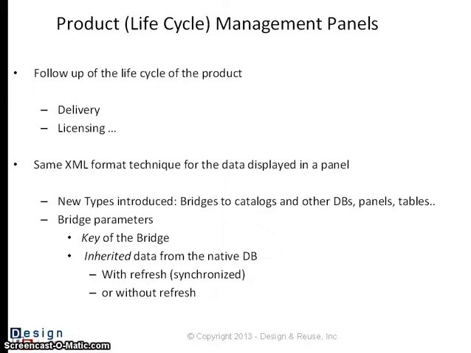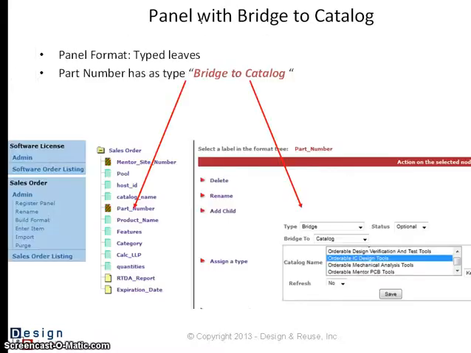You have bridges. From a panel, you can refer to the catalog product. You can extract data from associated databases and tables. You can pick your data from another source.